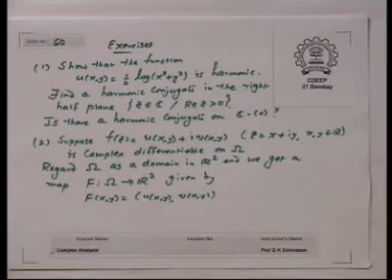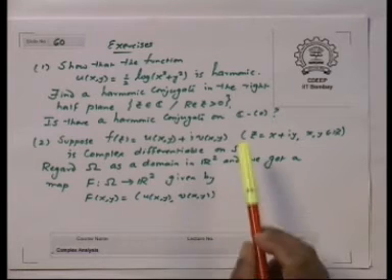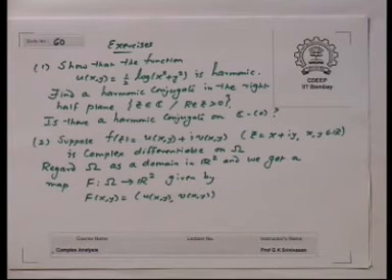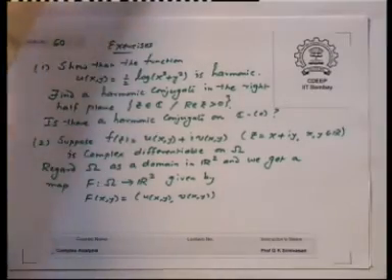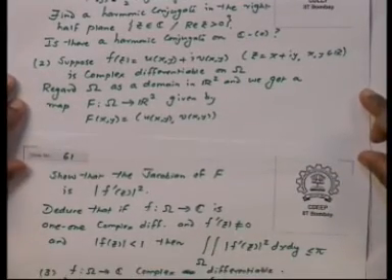Show that the function half log x squared plus y squared is harmonic and find a harmonic conjugate in the right half plane, z belongs to C such that real part of z is bigger than 0. Is there a harmonic conjugate on C minus 0? Just write this down. There are some more exercises.